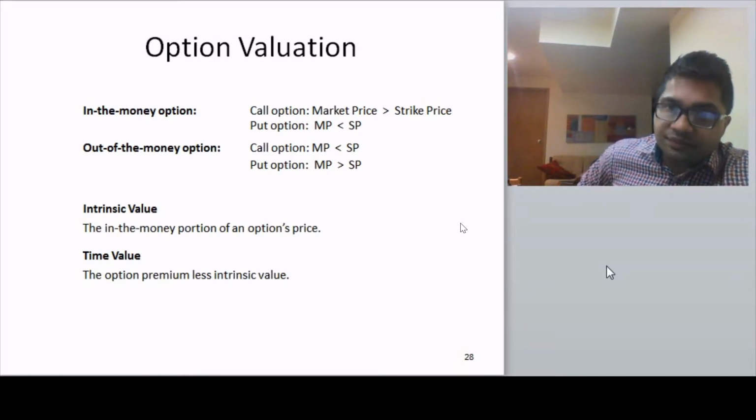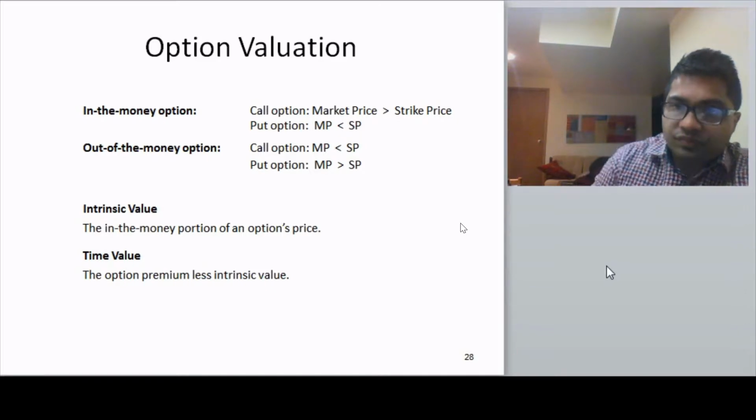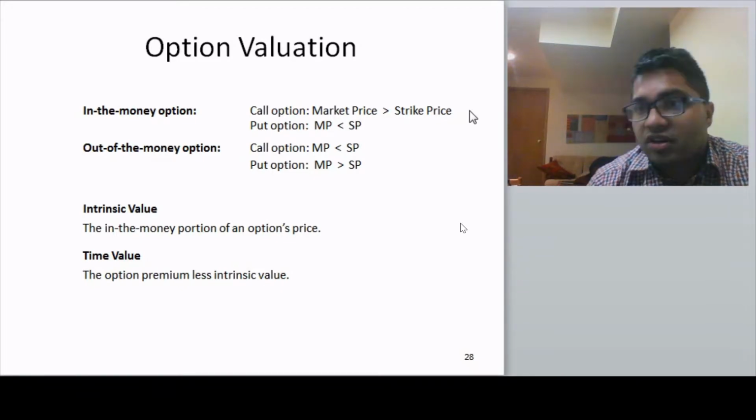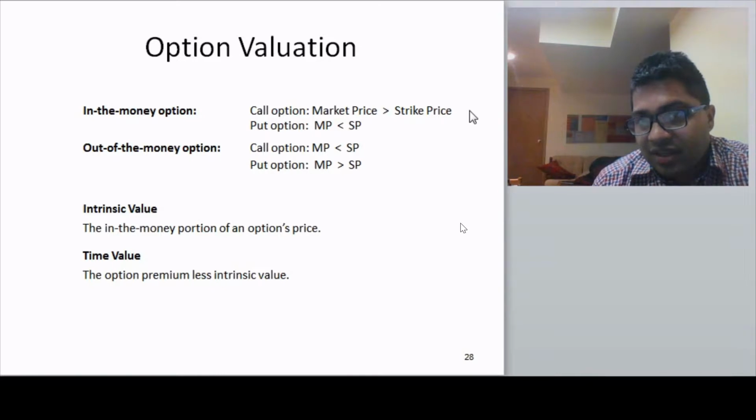Option valuation. A call option is in the money if the market price is above the strike price. So let's say your execution price in Facebook was 140, but the market price right now is 160. So your option is in the money. If the market price is greater than the strike price, your option is in the money.